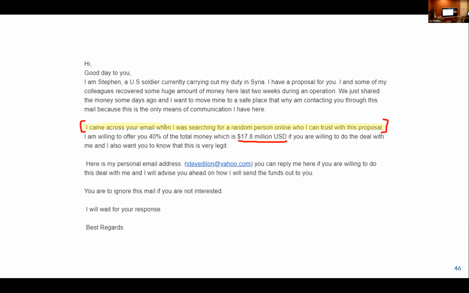And I also want you to know that this is very legit. Here's my personal email address, stephen@yahoo.com. You can reply to me here if you are willing to do this deal with me, and I will advise you ahead on how I will send the fund out to you. You are to ignore this mail if you are not interested. I will wait for your response. Best regards. Thank you very much.